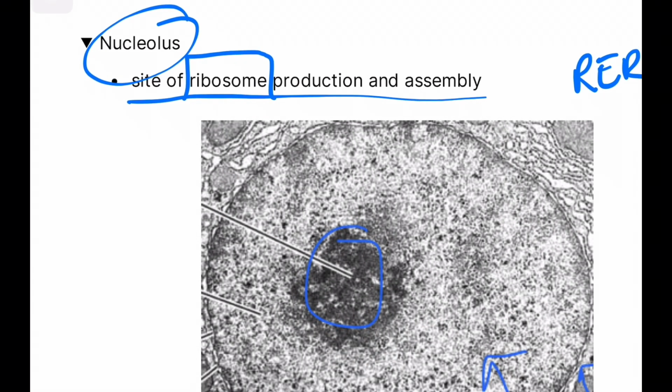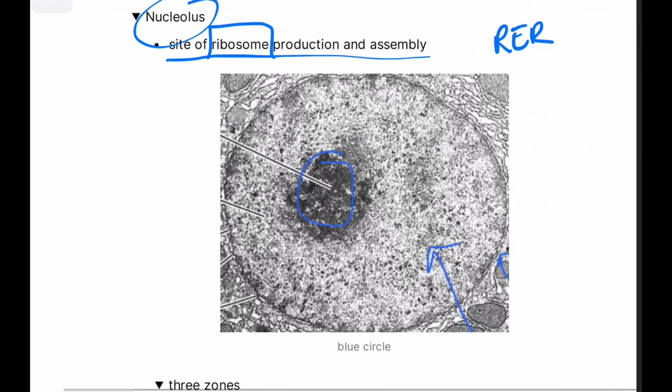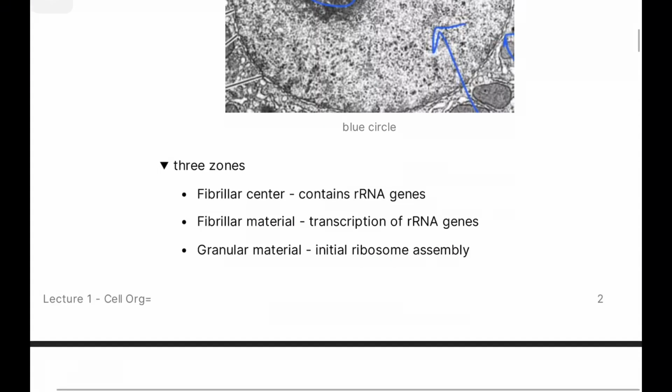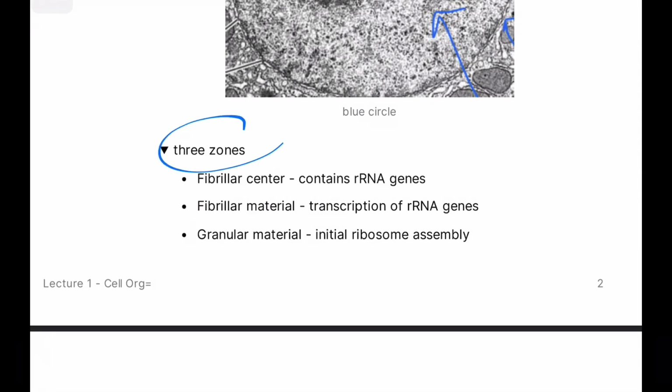How might they test me on this, and how might I as a doctor go about treating disorders, right? So ribosomes, if they're defective, then you're unable to produce protein, right? So it's very important. There are three zones: the fibrillar center, the fibrillar material, and the granular material. Do I have to know this information? It contains rRNA genes, it transcribes rRNA genes, and then you have your ribosome assembly here. Well, it's very important, right?